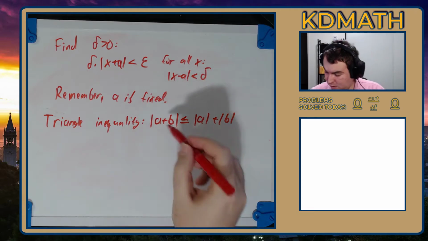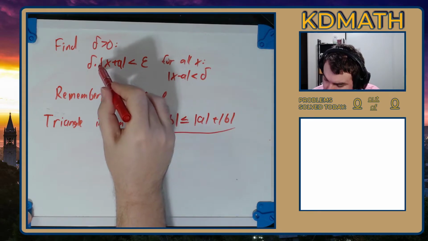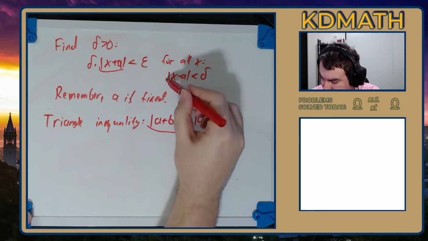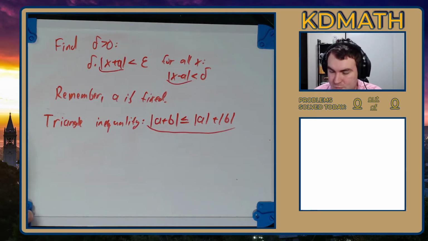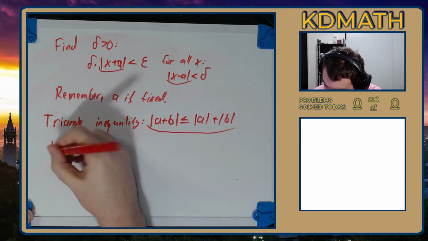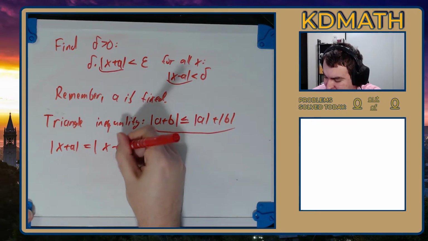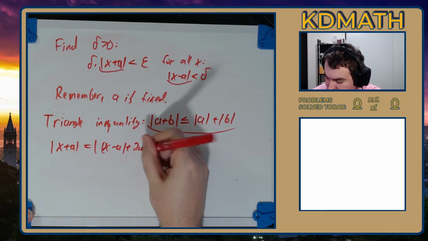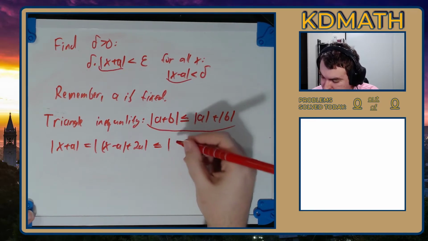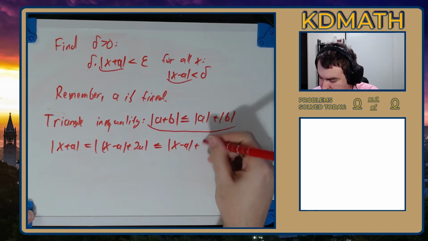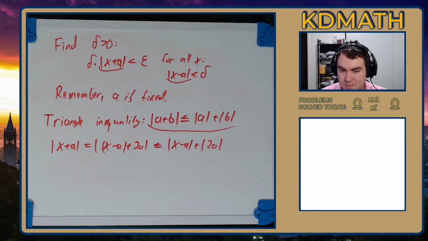Okay, so how are we going to weaponize the triangle inequality here? Well, x plus a and x minus a look awfully much alike. They're one sign apart. Well, let's see how we're going to fix this. Let's write x plus a as x minus a plus 2a. Now we can apply the triangle inequality to these two parts: absolute value of x minus a plus absolute value of 2a.